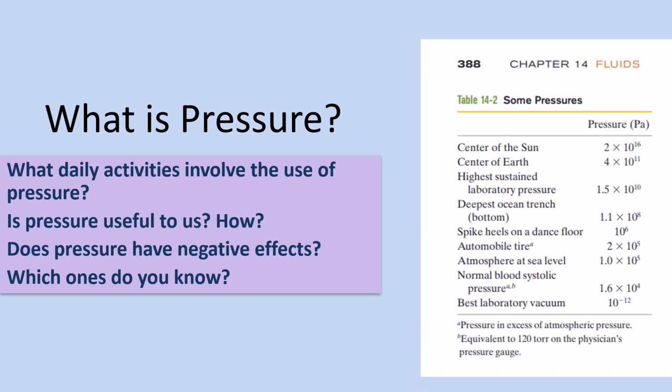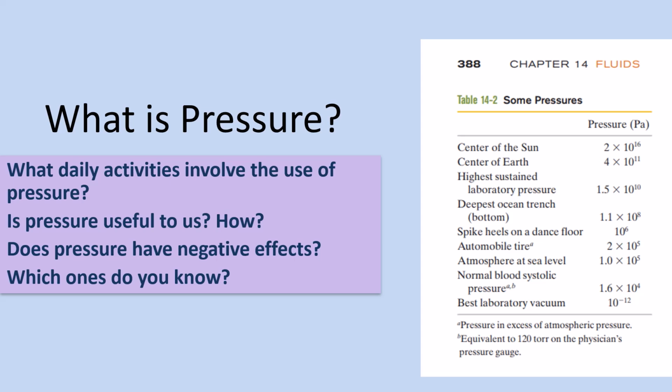And here are a few tips about pressures, natural pressures of objects that we know around, and we have extracted this from university physics. So you can see the center of the sun has a pressure of 2 times 10 raised to 16. It is really big. Then the center of the earth has about 4 times 10 raised to 11. The highest sustained laboratory pressure is of the order of 10 raised to 10. That is still very, very large.